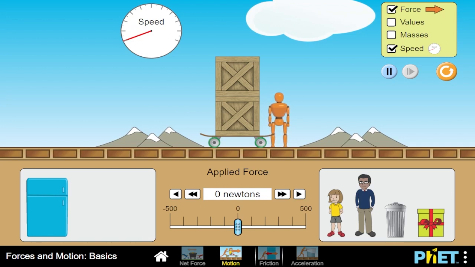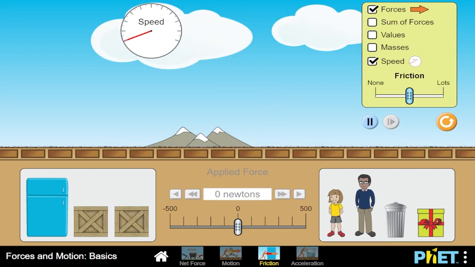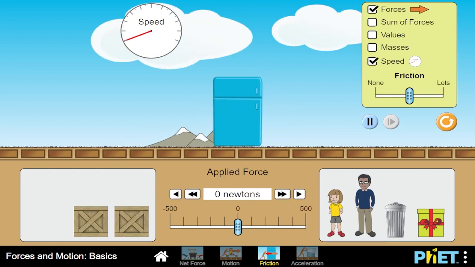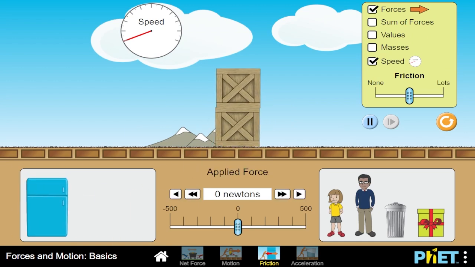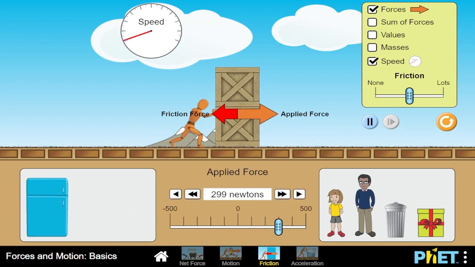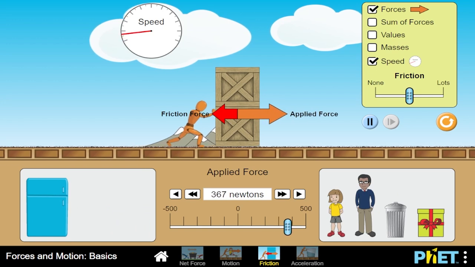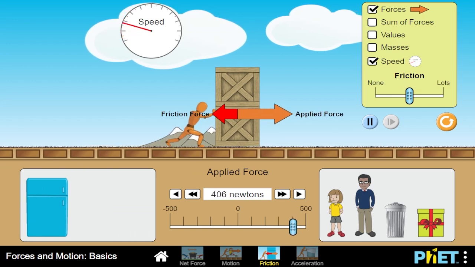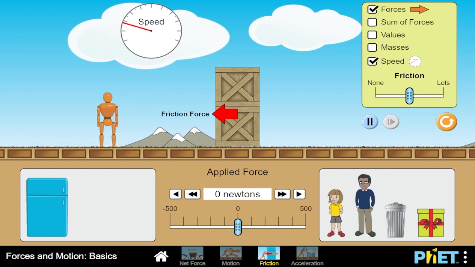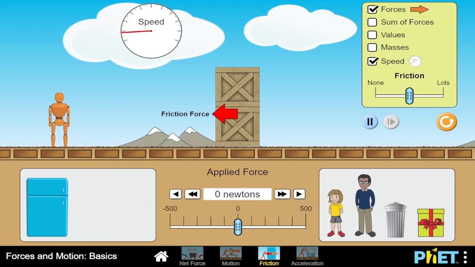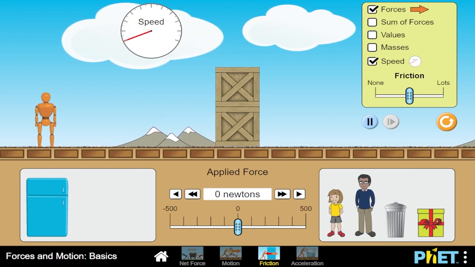We know, practically speaking, that that's not what is going to happen. If we have an object, let's use the two crates, that's what we had before, and we try to push them, there is going to be a frictional force. That frictional force is going to slow the object down once it stops moving and eventually bring that to a stop.